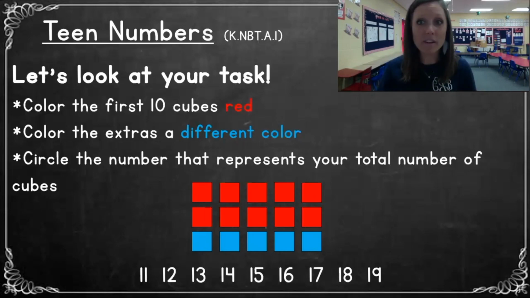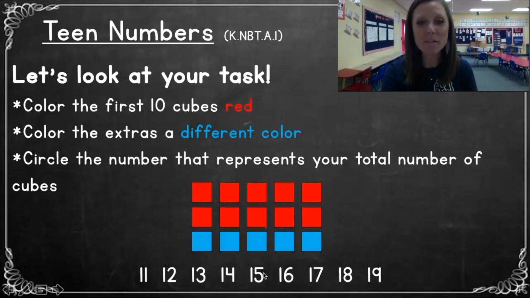Well, how will I figure that out? I see a group of 10, that's red, but then let's count the blue cubes to see how many we colored blue. 1, 2, 3, 4, 5. So we have a group of 10, and then we have 5 extra ones. Well, which number down here shows a group of 10 with 5 extra ones?